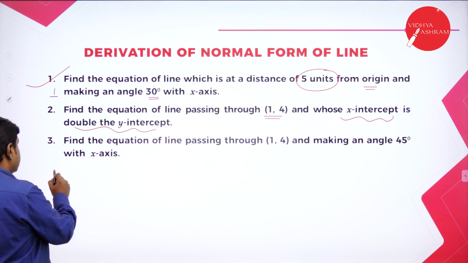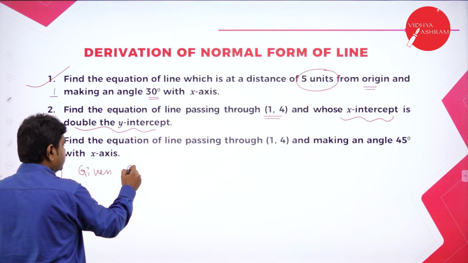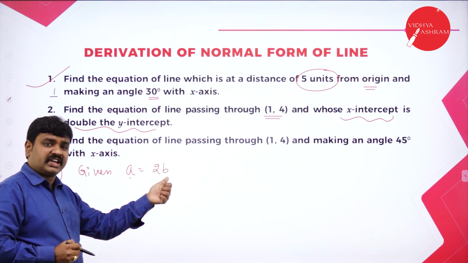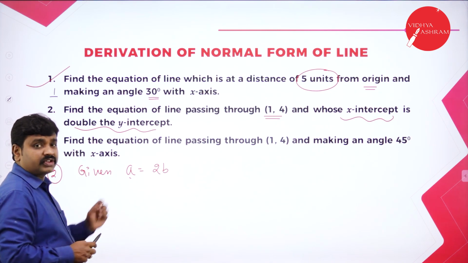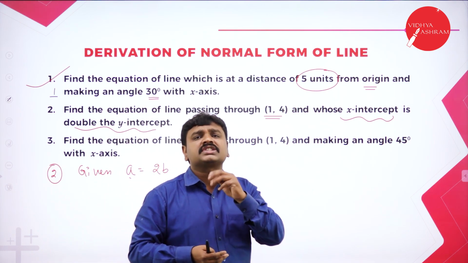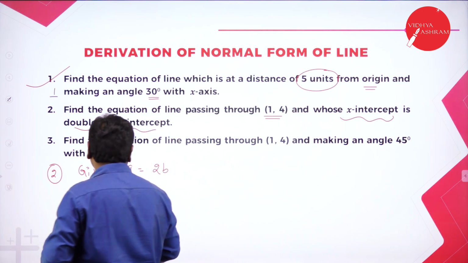What does that mean? In the second problem, they have given that the x-intercept is double the y-intercept, which means a is 2b. All of you know a stands for the x-intercept and small b stands for the y-intercept. So a is 2b, and they told it passes through (1, 2). Because they are talking about intercepts, I'll use the intercept form of the line. What is the intercept form of the line? x by a plus y by b equal to 1.